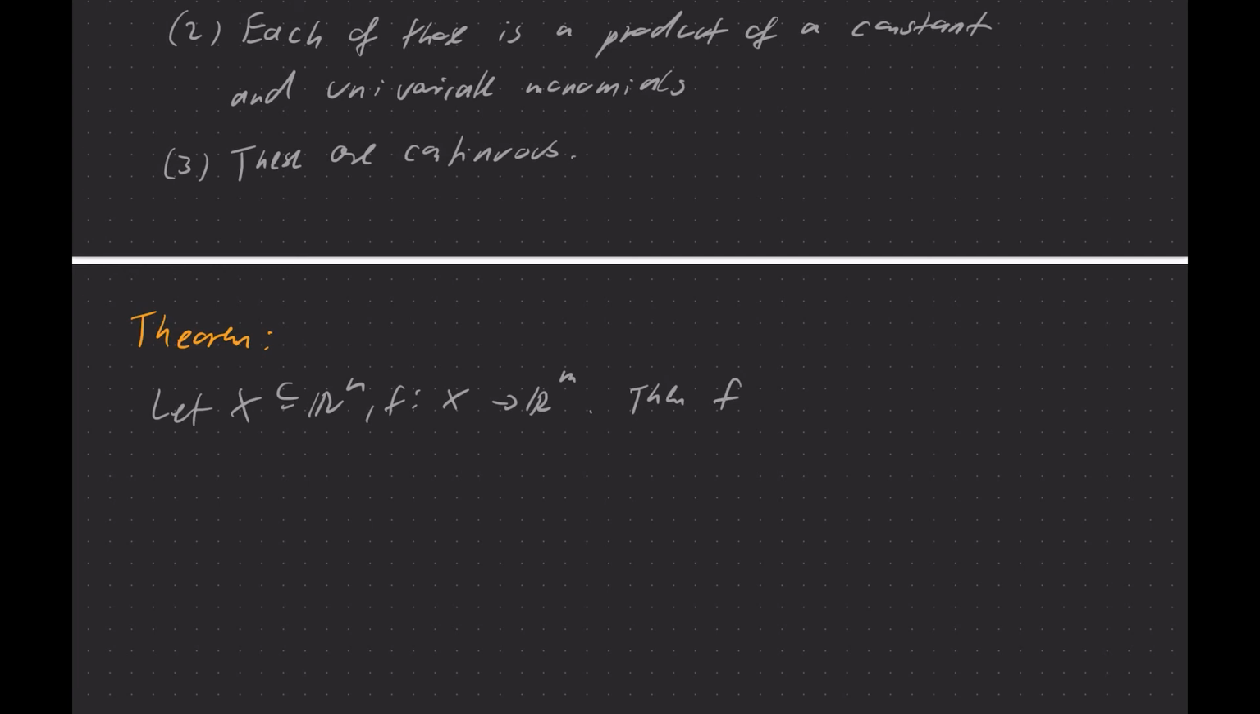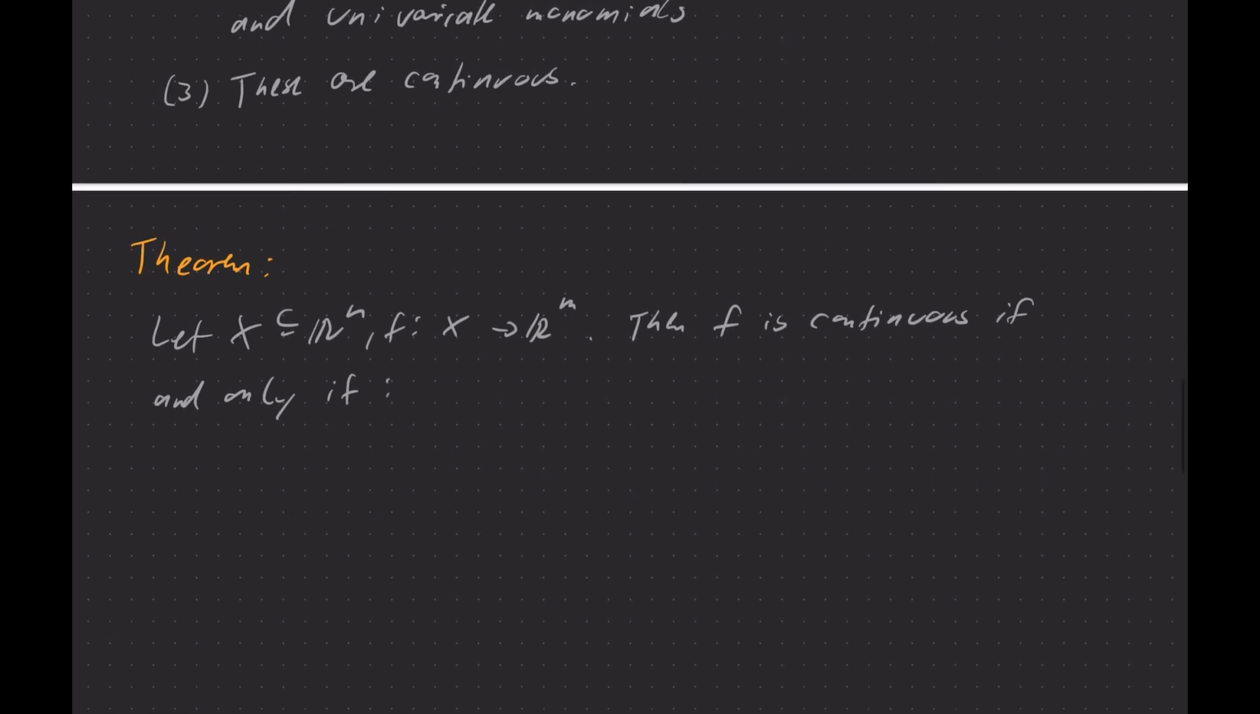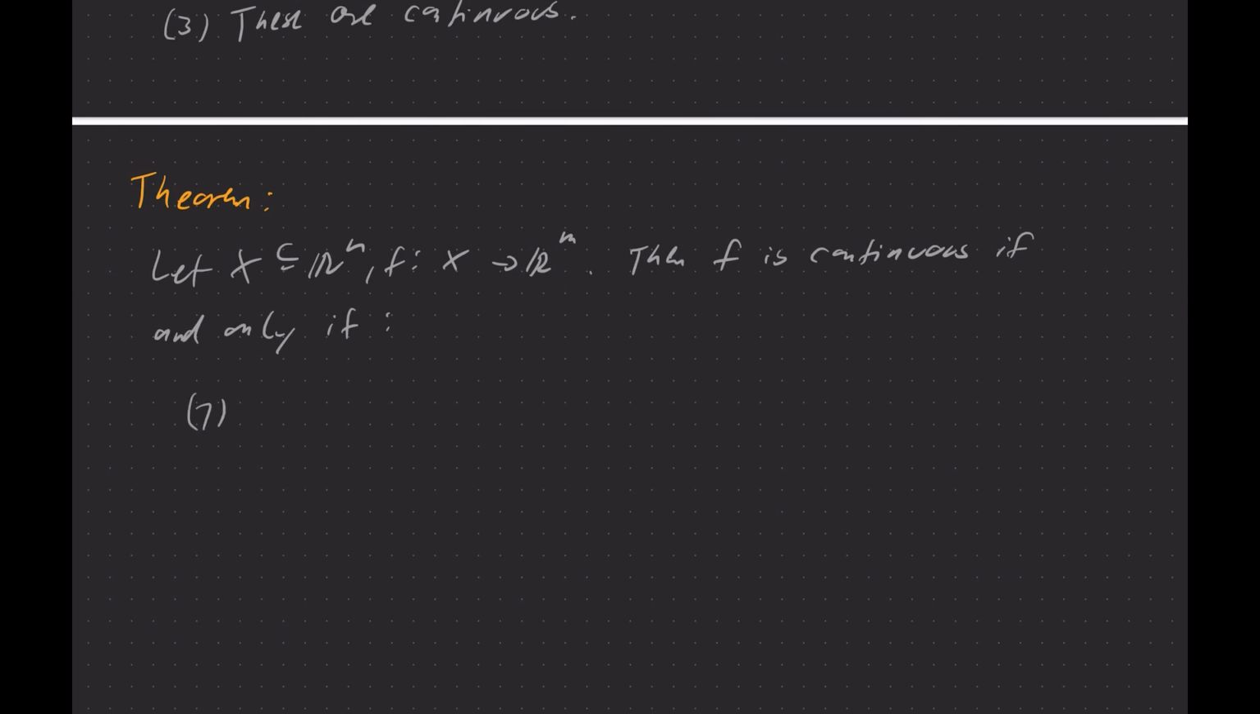Then f is continuous if and only if two characterizations hold. The first one: for any open set in the codomain, the pre-image of that set is again open. So in other words, open sets generated by a continuous function always come from open sets.